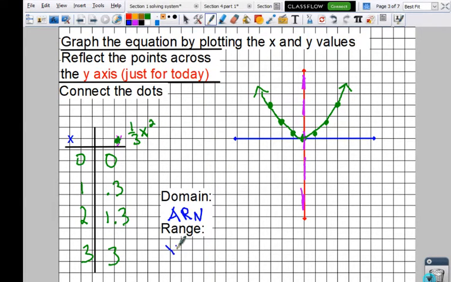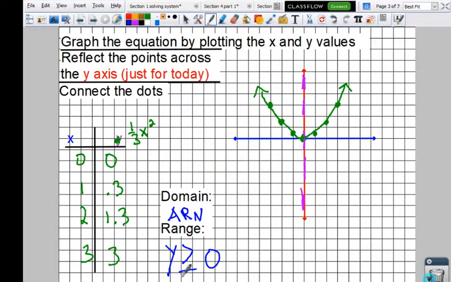So I'm going to have y. My very lowest one is 0. And is my graph everything greater than 0 or less than 0? Greater. So I'm going to go y is greater than or equal to 0. It's because it goes exactly equal to 0.